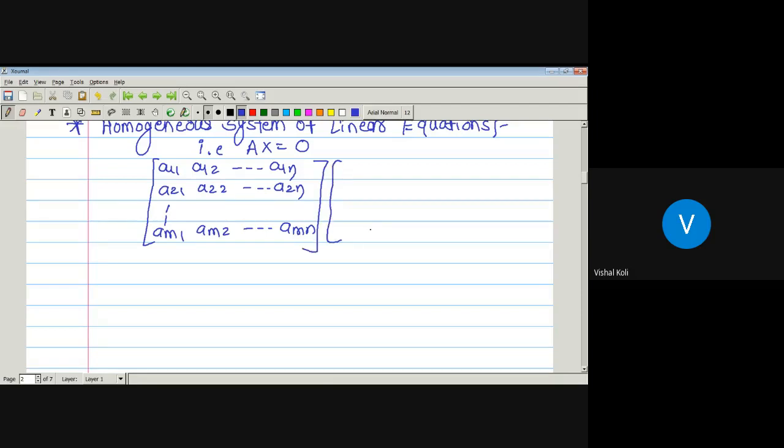Generally, suppose that we have m equations and n unknowns x1, x2, up to xn, and it is equal to a null matrix of order m by 1, with entries 0, 0, 0, 0. So this will be our given homogeneous system of linear equations.